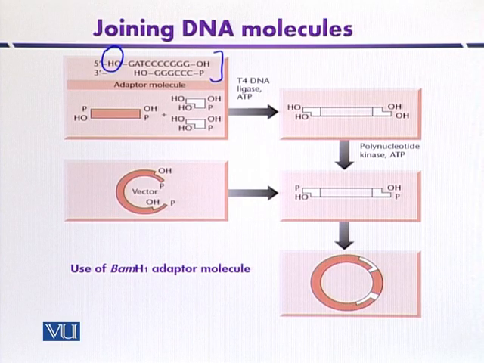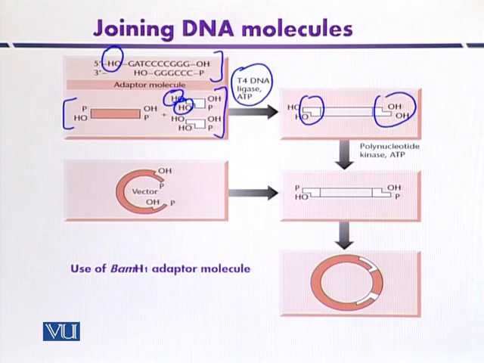The foreign DNA that contains phosphate at both 5' ends is mixed with adapter molecules that have OH groups at the cohesive ends. So the DNA ligase, in the presence of ATP, will mediate the reaction so that the adapters will be joined with the source DNA. Now it is treated with kinase. The reaction is ATP mediated so that phosphates can be introduced at the 5' end.